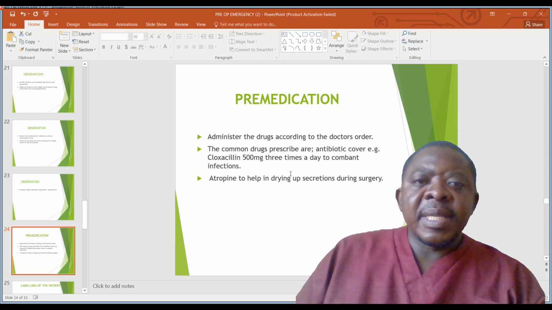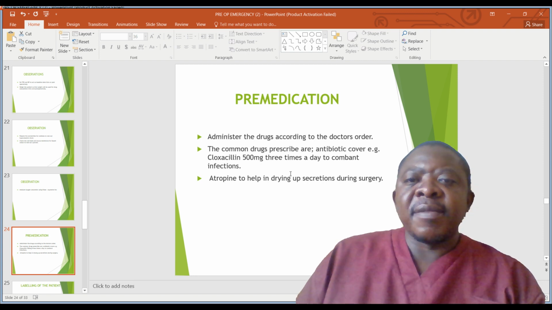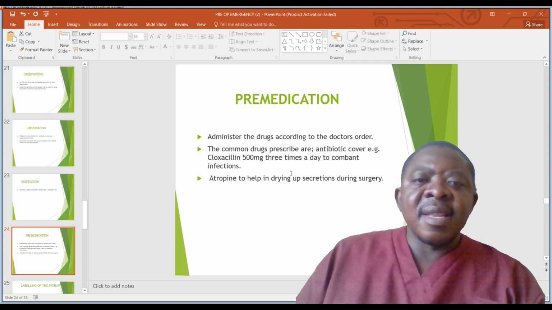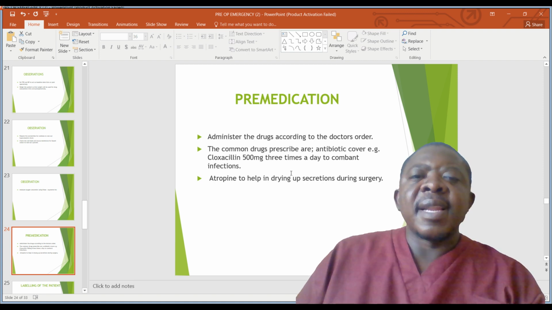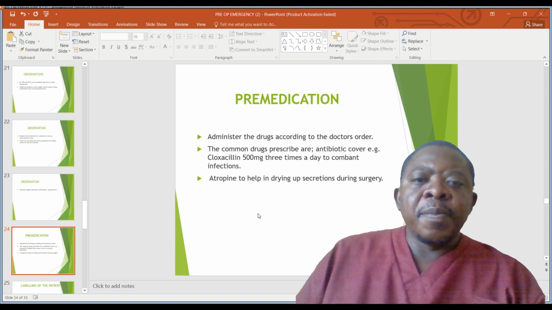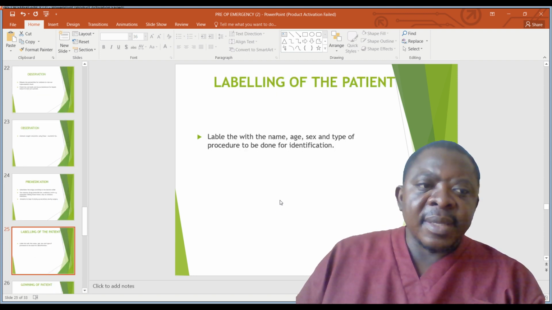To do with pre-medication, you can administer the drugs according to the doctor's order. The common drugs prescribed are antibiotics. These antibiotics are given as prophylaxis. For example, cloxacillin 500 milligrams three times a day to combat infection, or any other drug can be given as prophylaxis. Atropine can help in drying up secretions during surgery.